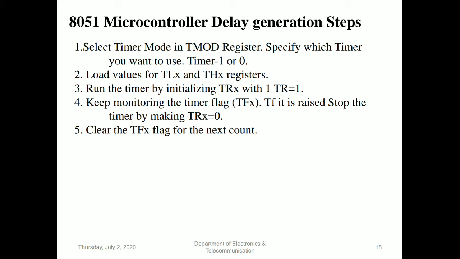So as per requirement, you select the mode of operation by mentioning 0 and 1 in the respective bits. After selection of mode, you have to start your timer by setting the TR bit. When we are using timer 0, you have to set the TR0 bit, and when we are using timer 1, you have to set the TR1 bit to start the timer.